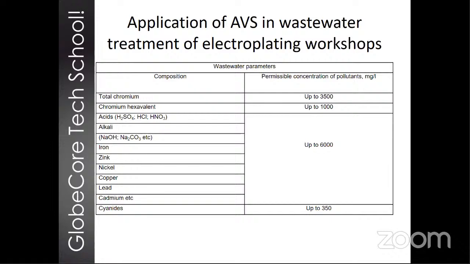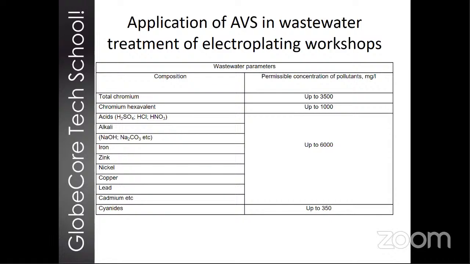Right, so wastewater composition often varies widely. I've mentioned that already, with significant fluctuations in both the composition and the concentrations of pollutants. So let's consider the use of the AVS as chemical reactors in the reduction of hexavalent chromium and the precipitation of heavy metals in the form of hydroxides in the wastewater that is generated by electroplating or galvanic facilities.